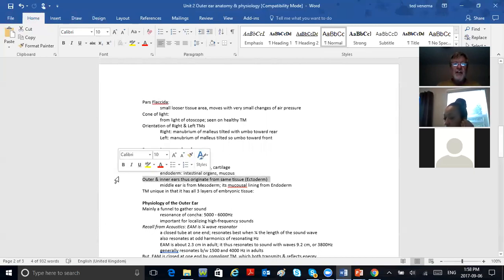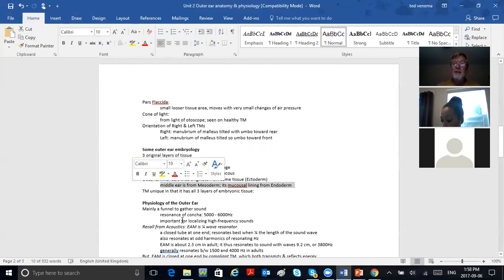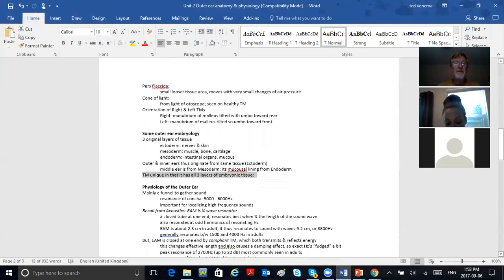So your outer and inner ears thus originate from ectoderm, because that's nerves and skin. The middle ear comes from mesoderm. Anyway, this is the sentence you need to know. The eardrum is unique in that it preserves all 3 original skin types. It's the only part of your body that does.